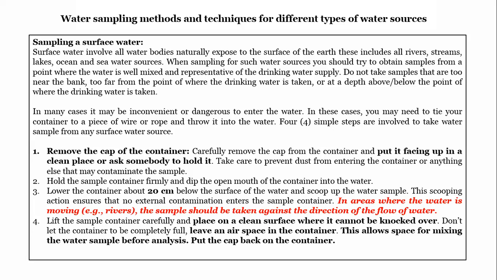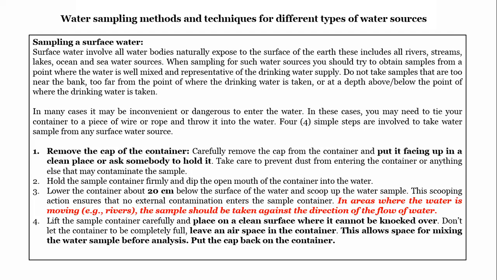And also, if you're going to carry out this sampling for a running stream or a river in your community, which is flowing, you are going to carry out this sample against the direction of flow of the water. So if the water is flowing from left to right, you send your sample container in the opposite direction, which means it's going to be from right to left. And probably, I know you're going to ask me some questions after this, why carrying the sample like that.